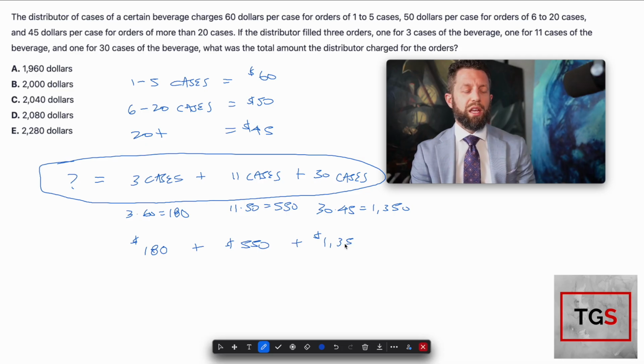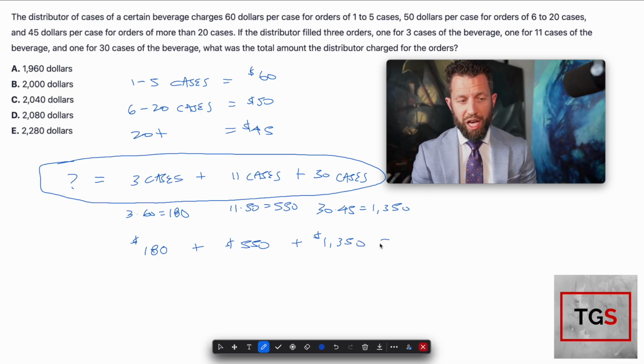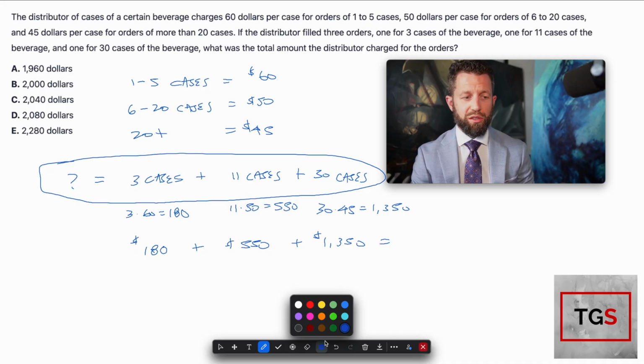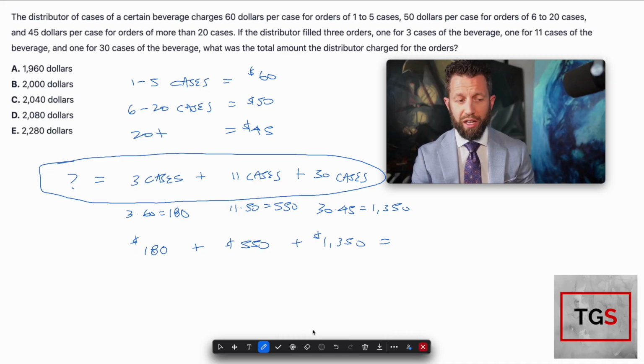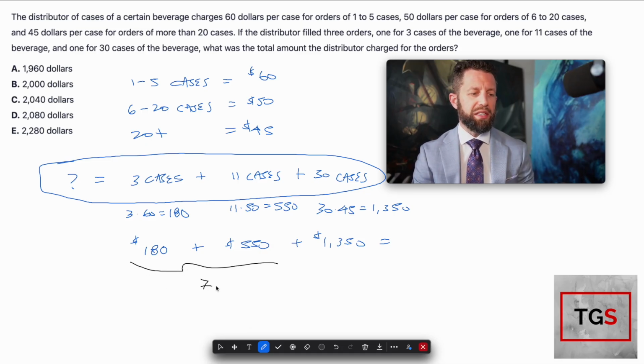Okay. Let's presume that we did the math properly there. And if you're me, I've done some long multiplication on all of those just to make sure I didn't make any mistakes. And now we're just going to add those up to get the total for all the orders. So 180 plus 550, that's 730. I'd probably do some long addition there. And then 730 plus 1,350 is going to be 2,080, 2080.